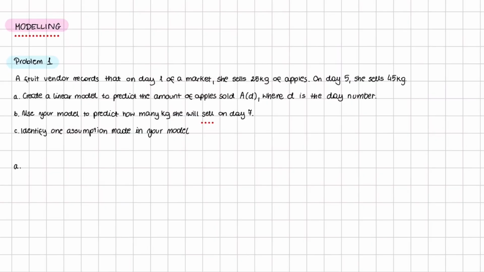Problem 1. A fruit vendor records that on day 1 of a market she sells 25 kilograms of apples. On day 5 she sells 45 kilograms. And in A we have to create a linear model.